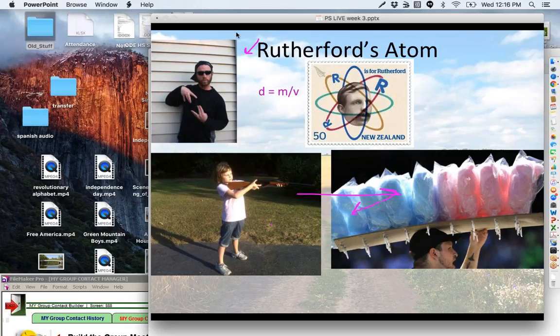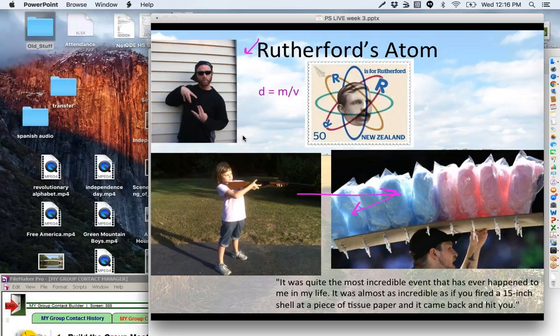And Rutherford, being the boring guy that he was, said that this event was perhaps the most incredible thing that ever happened to him. It was almost as incredible as if you fired a 15-inch shell at a piece of tissue paper and it came back and hit you.